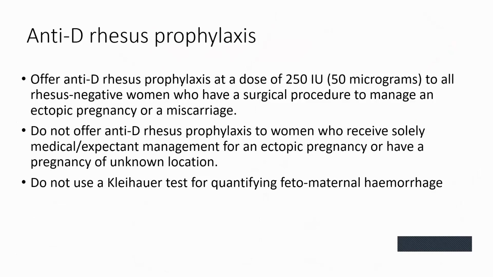So in patients who have a rhesus negative blood group and who are not previously sensitized, we have to give rhesus prophylaxis at a dose of 250 international units of anti-D if we are giving surgical management. But if we are giving medical or only expectant management, we don't need to give anti-D prophylaxis, and there is no indication for Kleihauer testing.